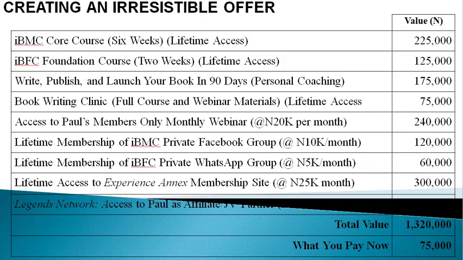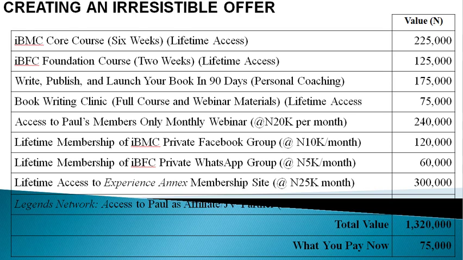Let's look at the typical offer set. This is an irresistible offer. For instance, I said that the price should be at most 10%, I mean, sorry, 10 times less than what you offer. The value you give should be 10 times the price, all right? Am I saying the right thing? I said the offer should be at least 10 times the price you are giving. The value of what you give the customer should be more than 10 times the price you are selling your product.